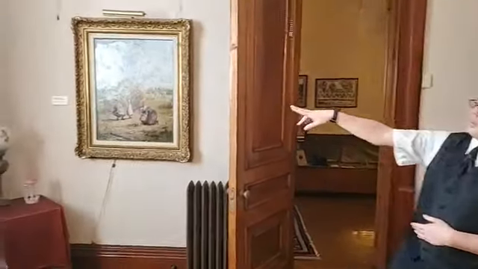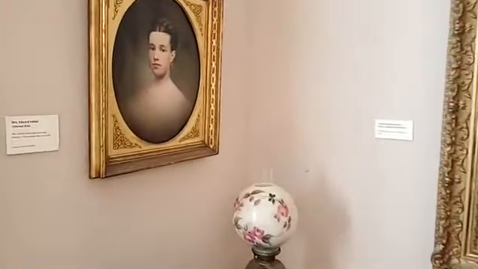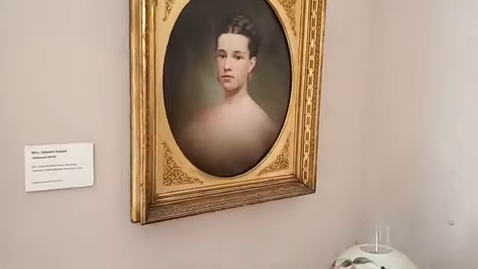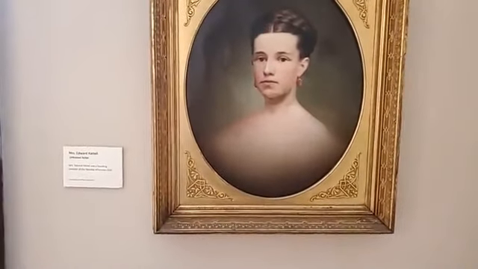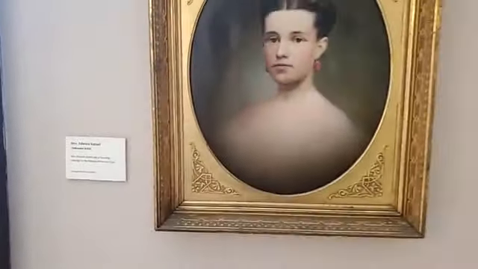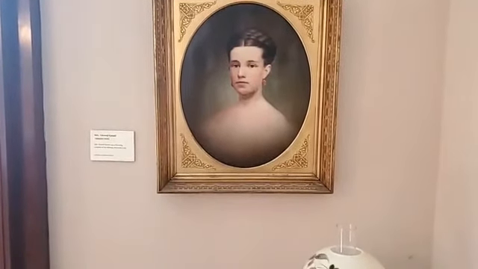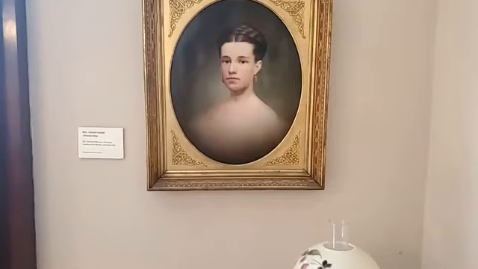Over in the corner, there is a portrait of Mrs. Edward Cattell. She was one of the founding members of the club. Originally, the club was meeting as early as 1890, taking turns at each other's houses, reading books. They had subscriptions to magazines and books, and they would get together and talk about what they read.